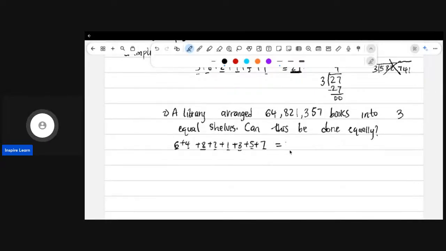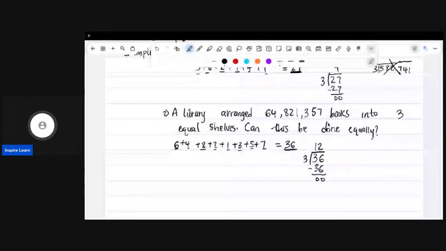It is 36. And when you divide 36 with 3, what do we get? We get 12. That means that 36 is a multiple of 3. When we have 3 times 12, we get 36. Because of 36, the remainder is 0. And that means that the number that we have, which is 64,821,357, is divisible by 3.